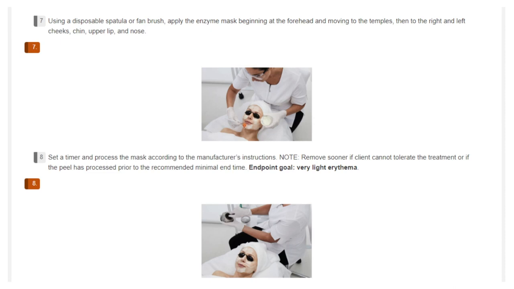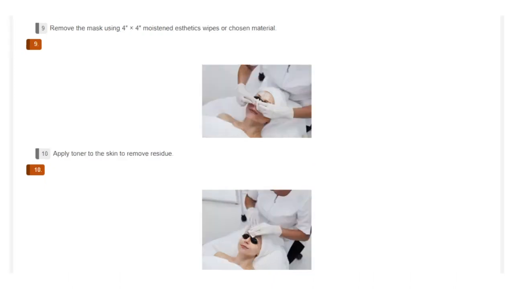Note, remove sooner if client cannot tolerate the treatment or if the peel has processed prior to the recommended minimal end time. Endpoint goal, very light erythema. 9. Remove the mask using 4x4 moistened aesthetics wipes or chosen material. 10. Apply toner to the skin to remove residue.